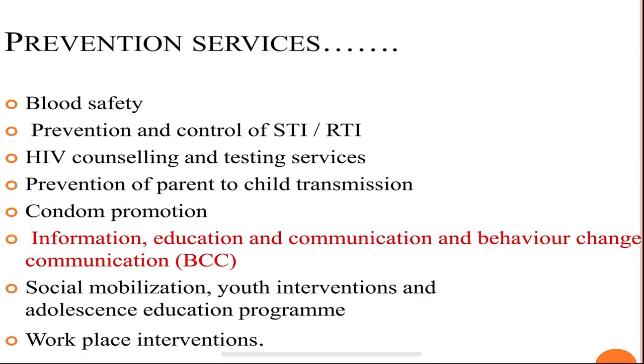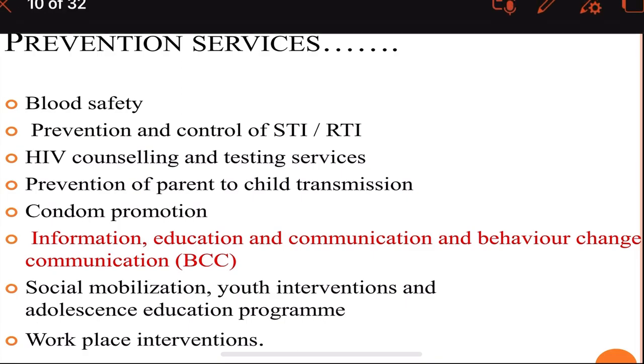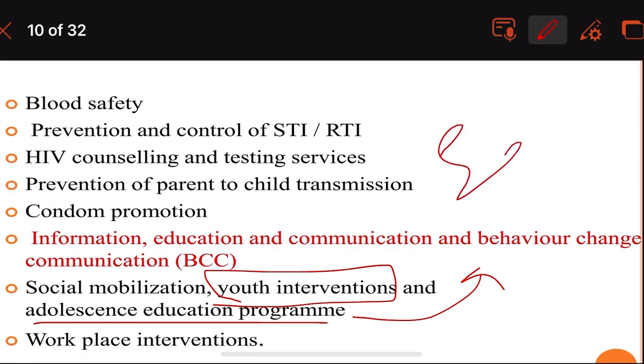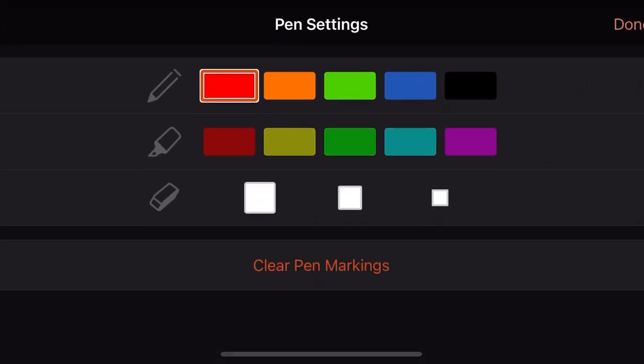Information, education, communication, and behavior change communication has to be done. Following that, social mobilization, youth interventions, and adolescent education programs. We need to give education to adolescents, else they will be prone to all such things. Workplace intervention as well.